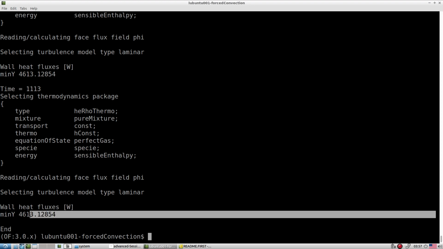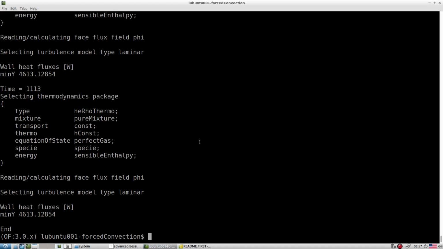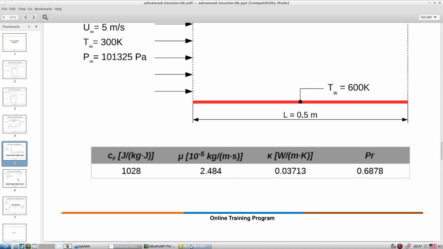Okay, so this is the wall heat flux, that is nothing but this Q dot, and it is equal to Nu, K is the thermal conductivity, L, okay, A is the surface area. So the surface area we have to take into account by checking the mesh. In the x direction we have a phi, okay, and in the z direction 1. So the surface area is 0.5 meter square. That is our surface area.